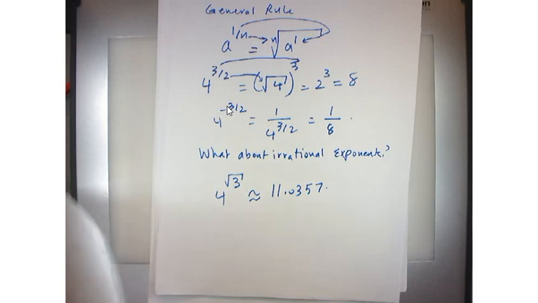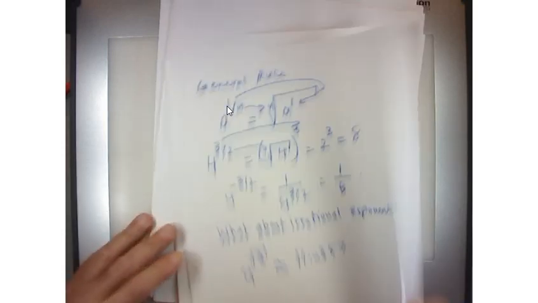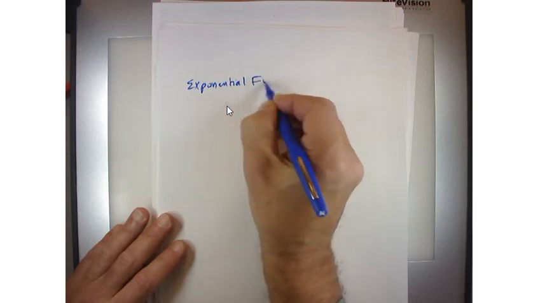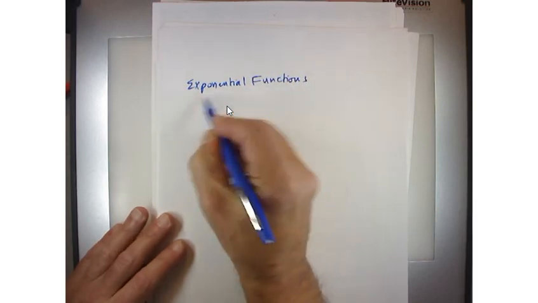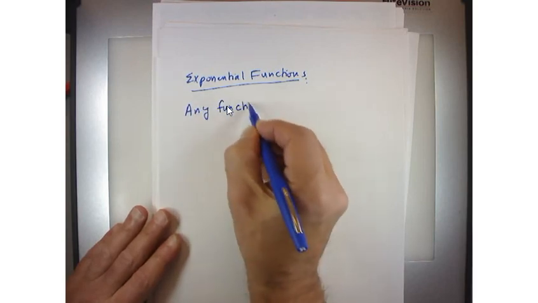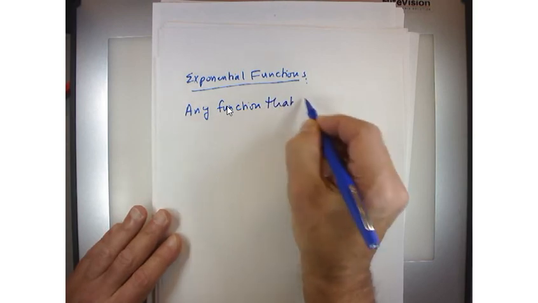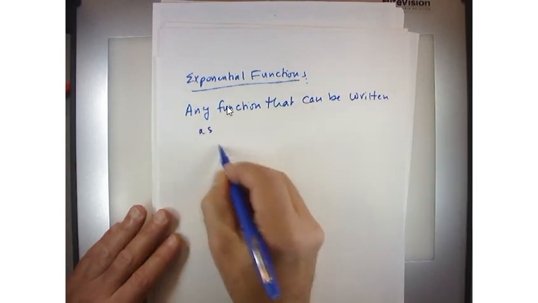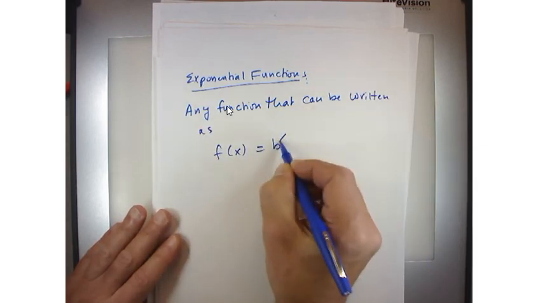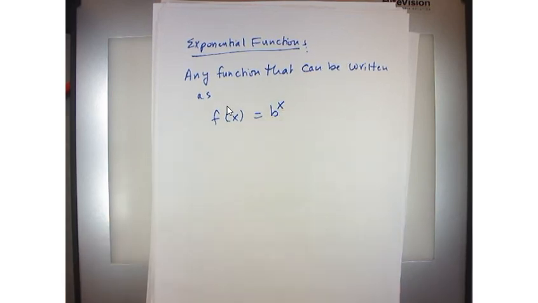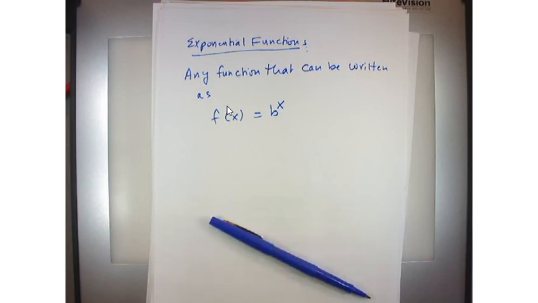Okay, so now based on this, we can define what we mean by exponential functions. Any function that can be written as f of x equals b to the x, where you can see the exponent is the variable.